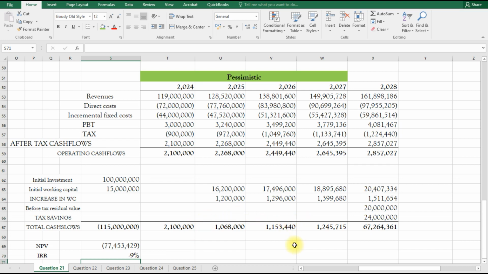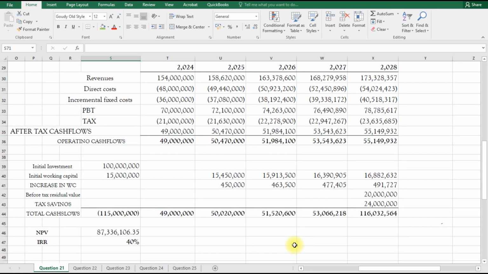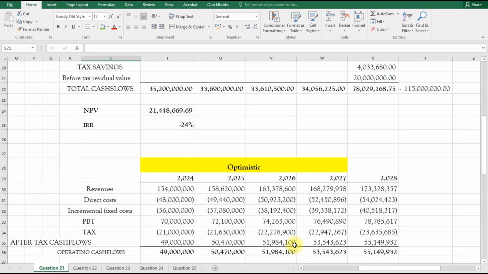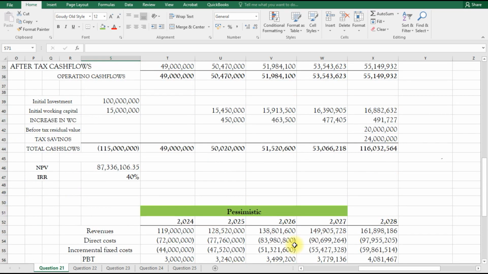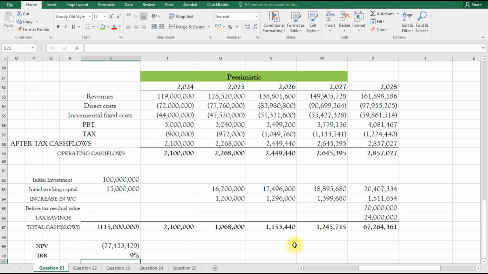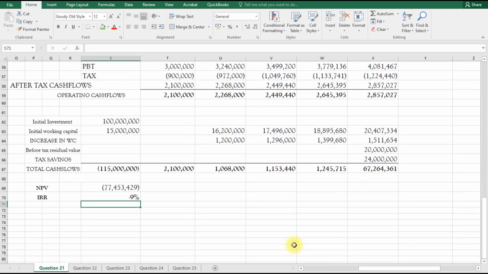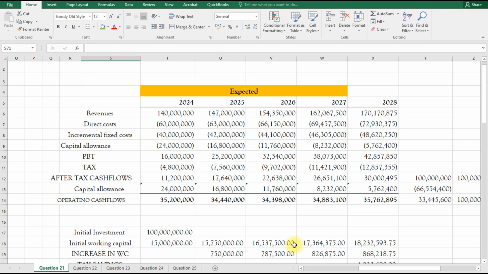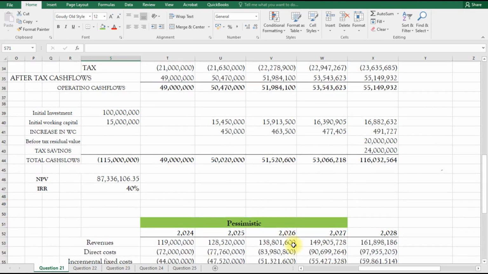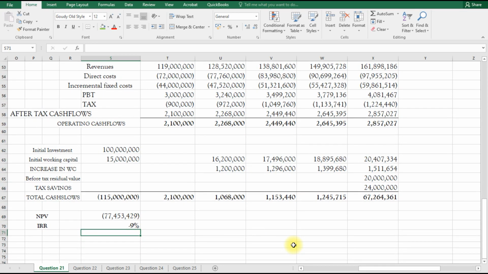Again, that's how that question under the pessimistic was supposed to be done, and likewise the optimistic. I think the optimistic was the best in this case, because it is giving us an NPV of 87, and under the pessimistic scenario we are getting a negative NPV, and even the IRR in that case is negative. And that's all in this particular question. That's how the three scenarios, the expected, the optimistic, and the pessimistic, were supposed to be tackled and done.